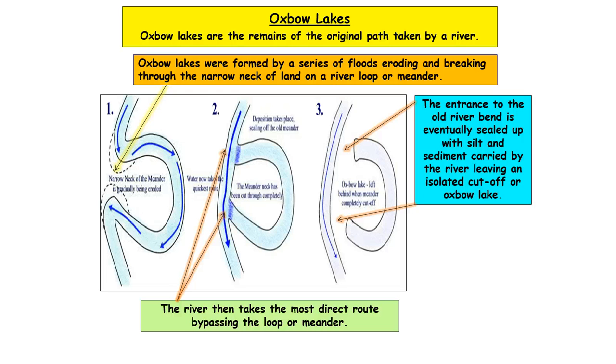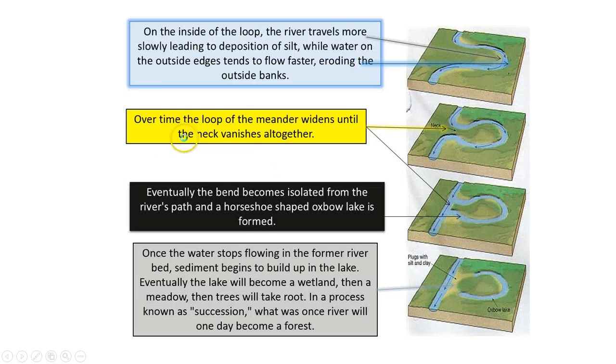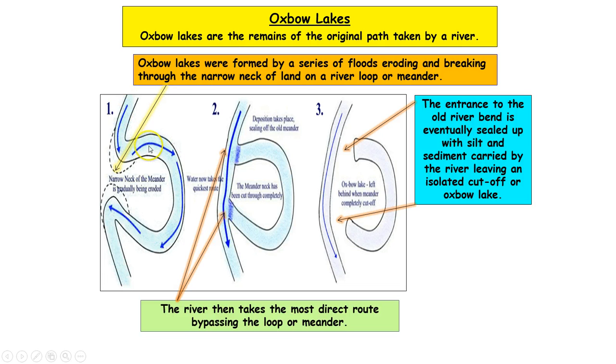Okay, back to our oxbow lakes. Very related to our meander system. Oxbow lakes are the remains of the original path taken by a river. So this looks very similar to our meander, deposition and erosion image from before. We've got to imagine an oxbow lake was once like this, but due to the massive erosion on the outside of each corner, over time that stream just becomes one.